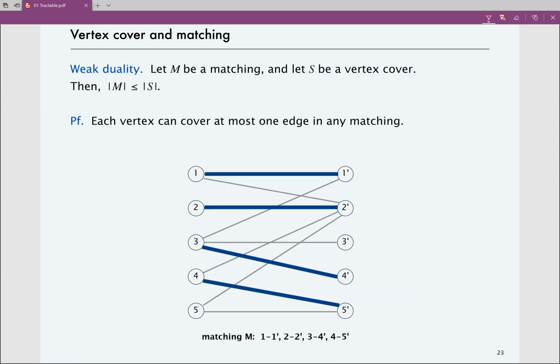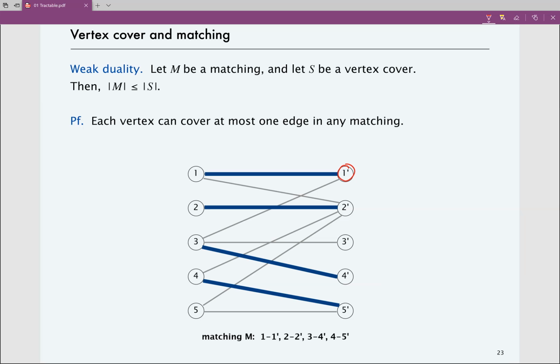The reason this is true is that each node from the vertex cover can cover at most one edge from the matching. For example, suppose this node was in the vertex cover. There's no way for this node to cover 2 edges from the matching, because these matching edges don't intersect at any nodes. All of these matching edges are disjoint from each other. So this vertex cover node can cover at most one edge from the matching.